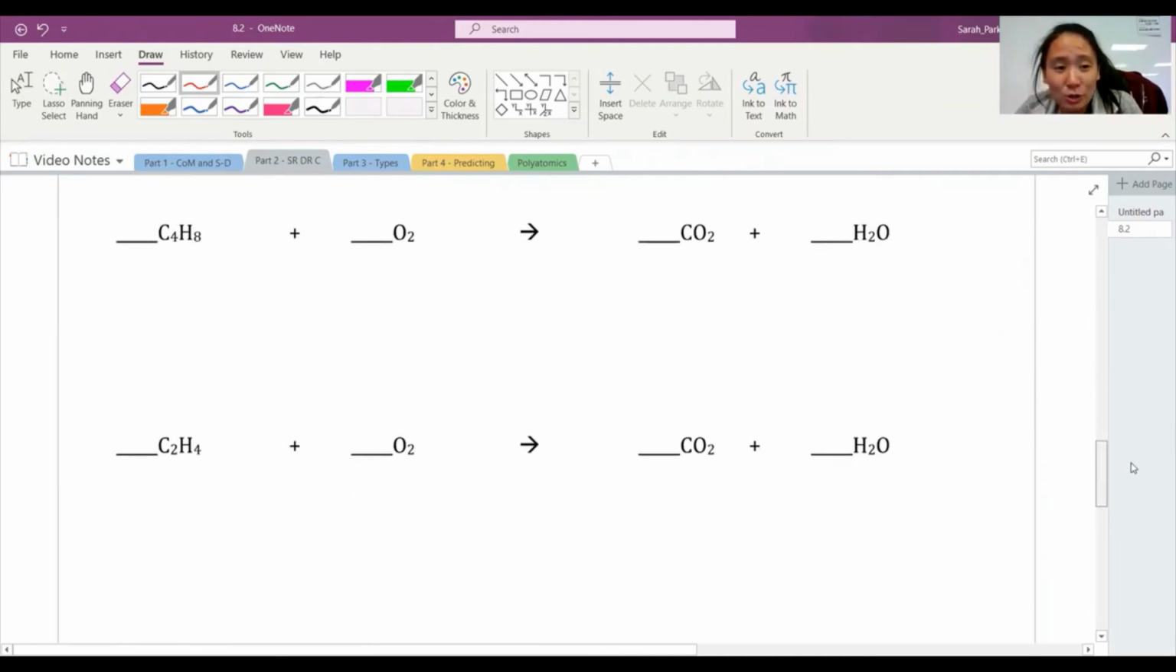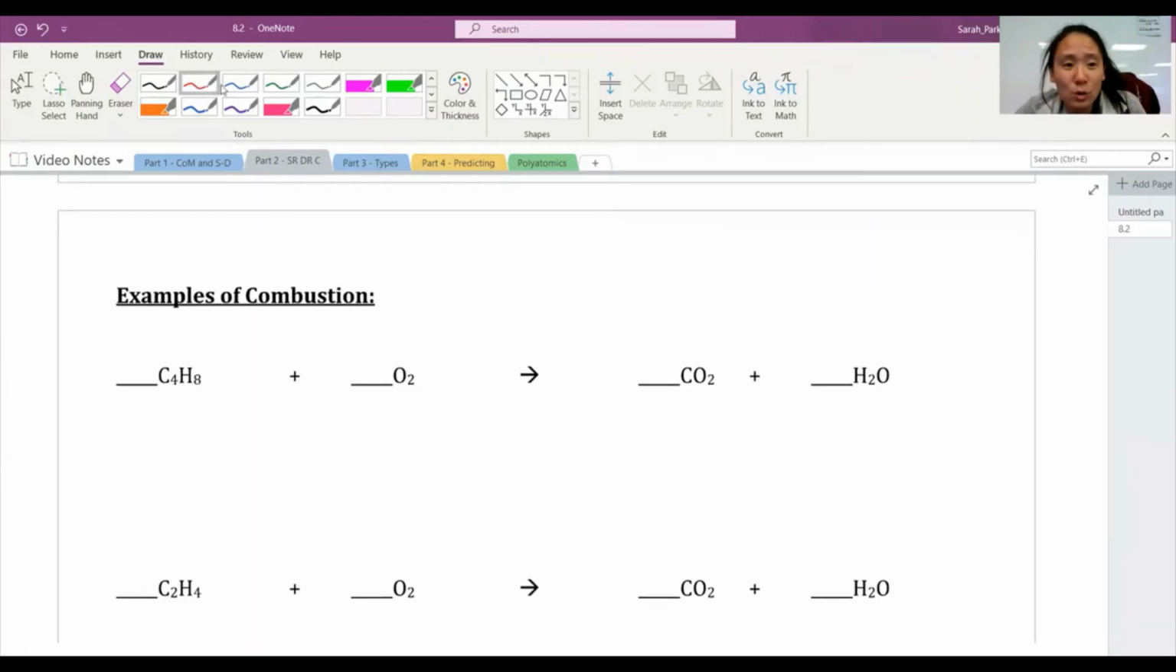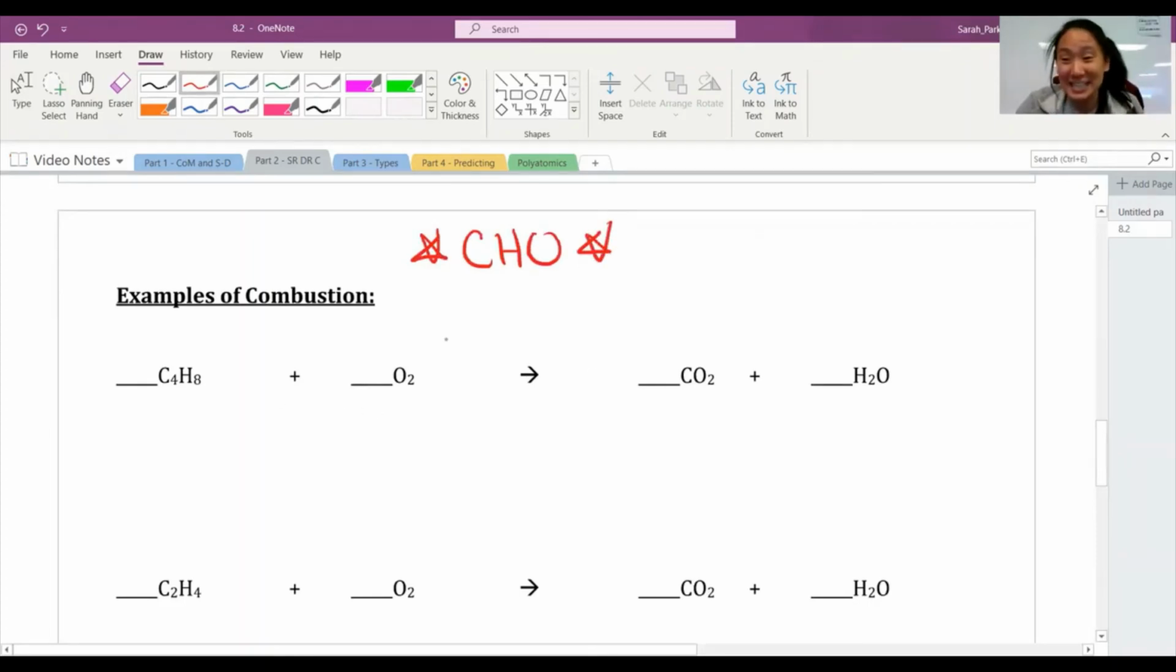Now I'm going to go to these ones down here. These equations are very special, and you should be able to spot them very easily because we call them the CHO equations. CHO, because the only elements that exist here are C's, H's, and O's: carbons, hydrogens, and oxygens. They don't have polyatomics. It's just a CHO equation.